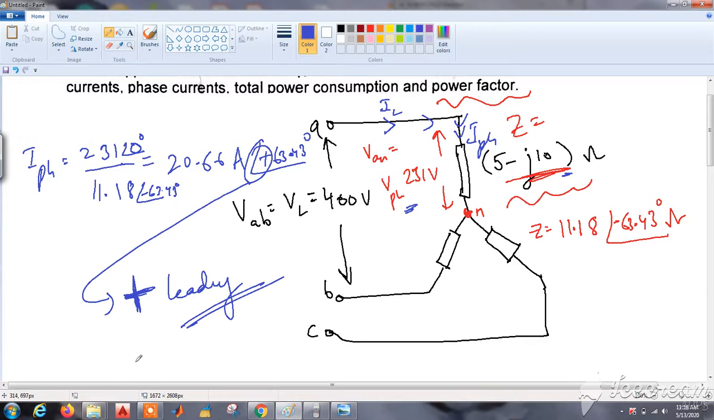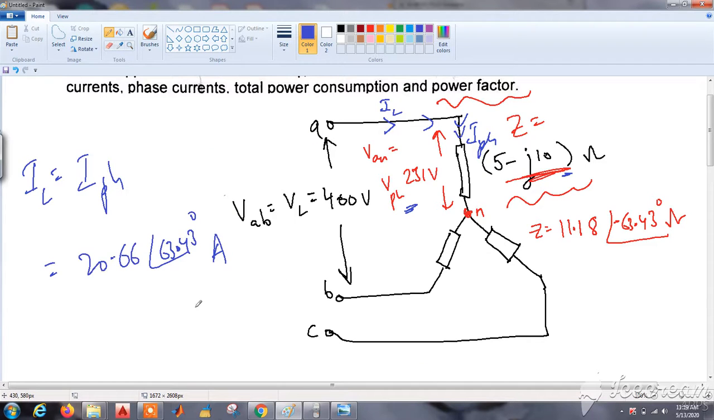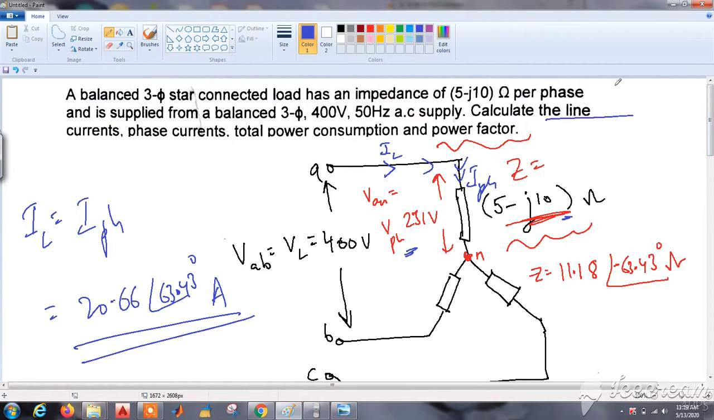Please note that the power factor angle will be in minus sign, but the current angle will be in positive sign when in leading condition. So our line current and phase current is 20.66 ampere at an angle of 63.43 degrees. So you have calculated the line current and phase current, and also the power factor we have calculated.